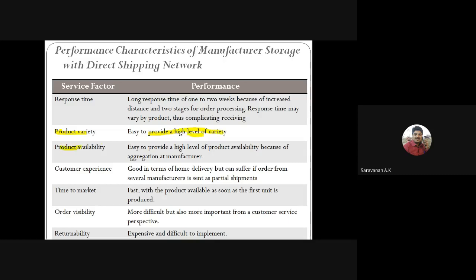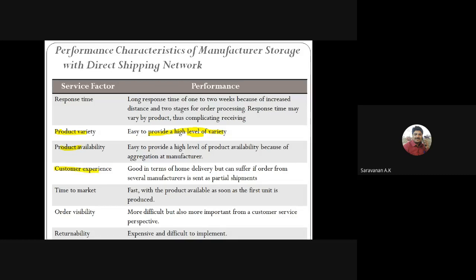Then the third one is the product availability. It is easy to provide a high level of product availability, because the entire set of products is aggregated at the manufacturer's end. So the product availability is very good.